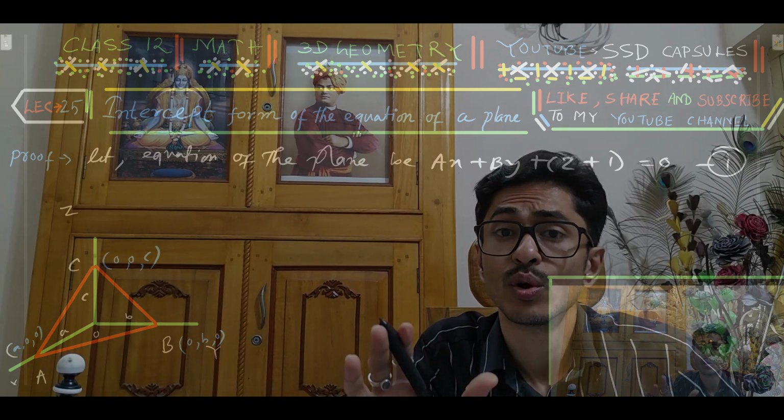Here don't confuse the a, b, c in equation 1 with the points A, B, C in the diagram. Here a, b, c are nothing but the direction ratios of the normal to the plane through the origin. If you go through lecture 20, that is the theory, equation of a plane in normal form, then you can understand what I am telling you.